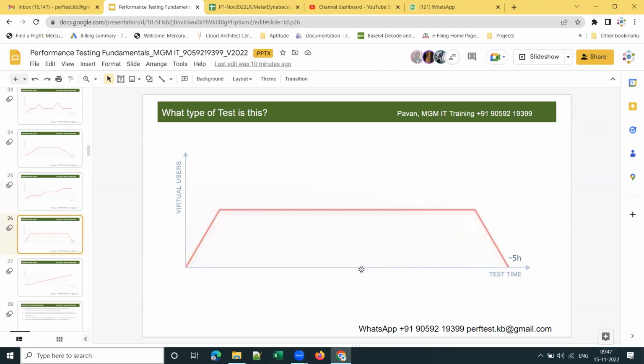What type of test is this one? Endurance test or soak test? Soak or endurance test. Because you see the duration, it resembles a load test, but the duration is mentioned as 5 hours, approximately. That tilde symbol represents approximate. This is read as tilde.